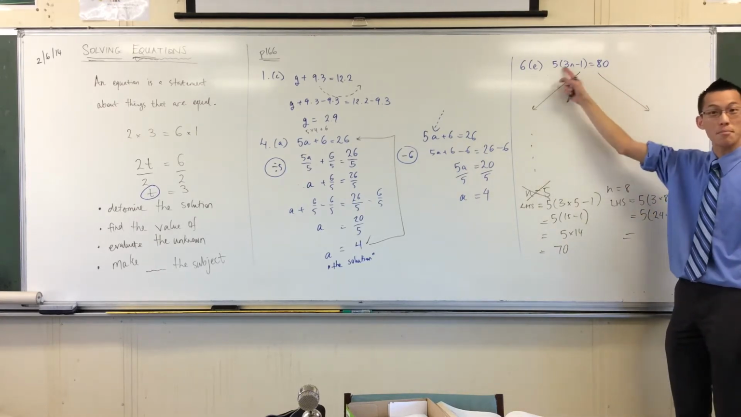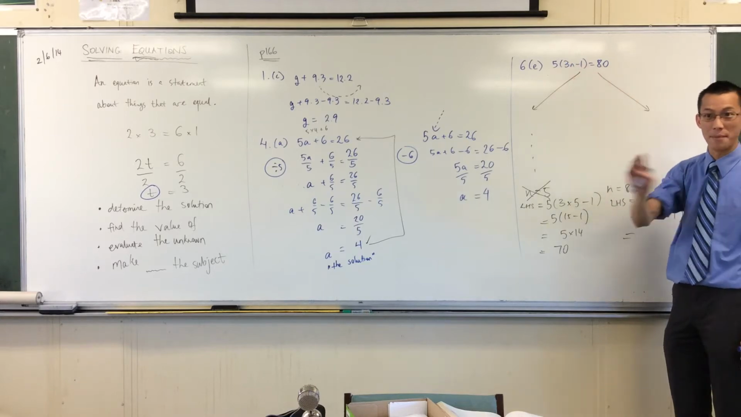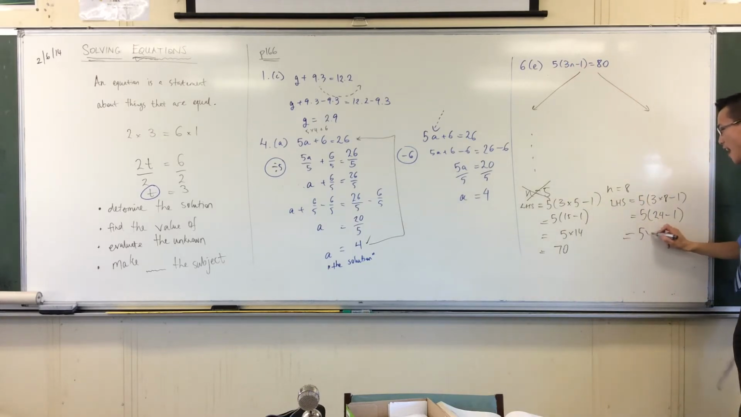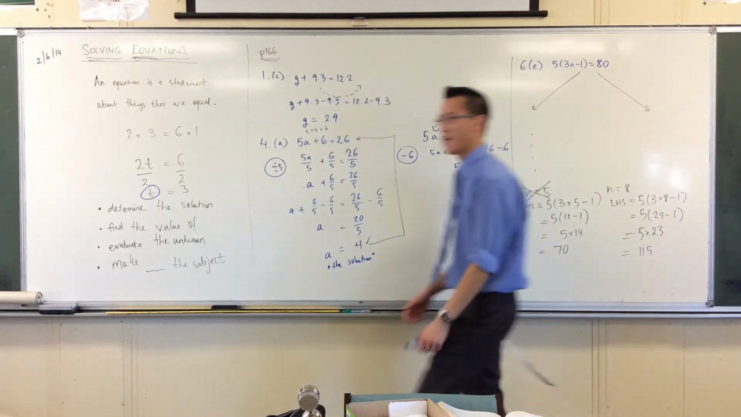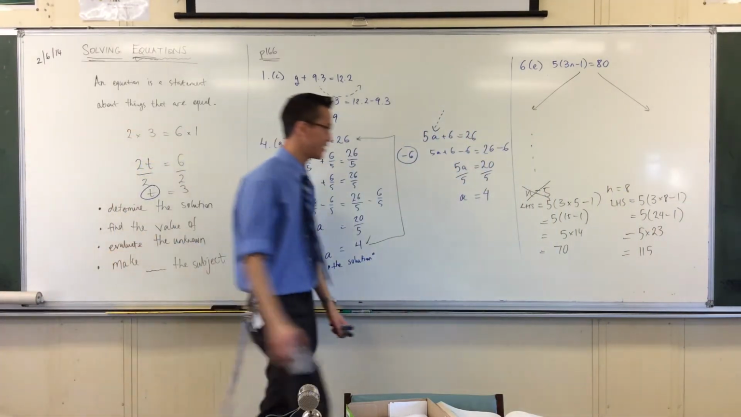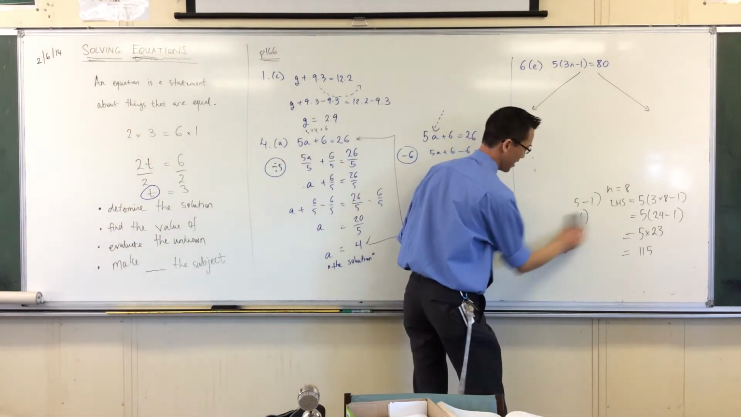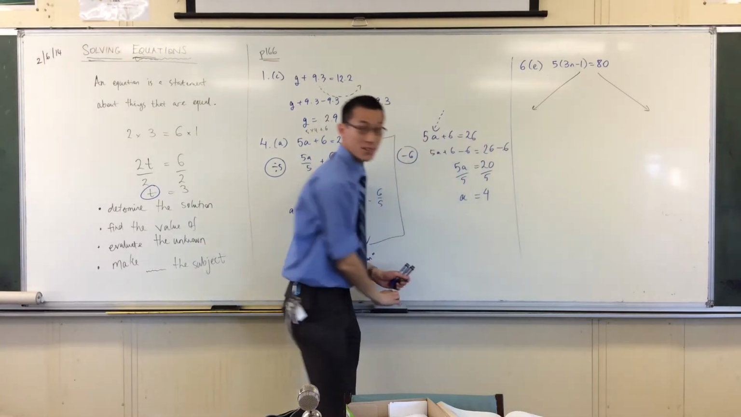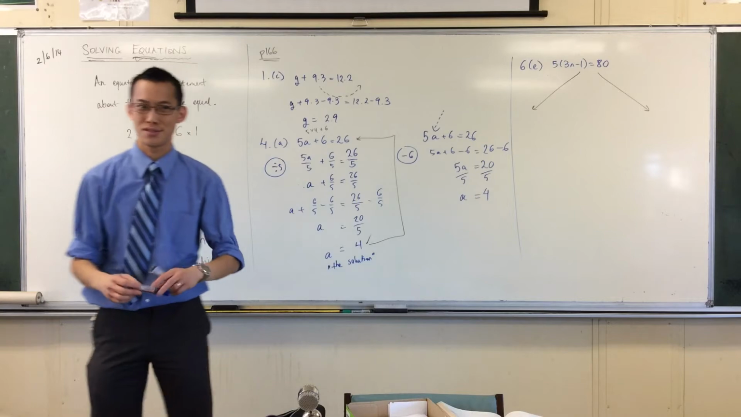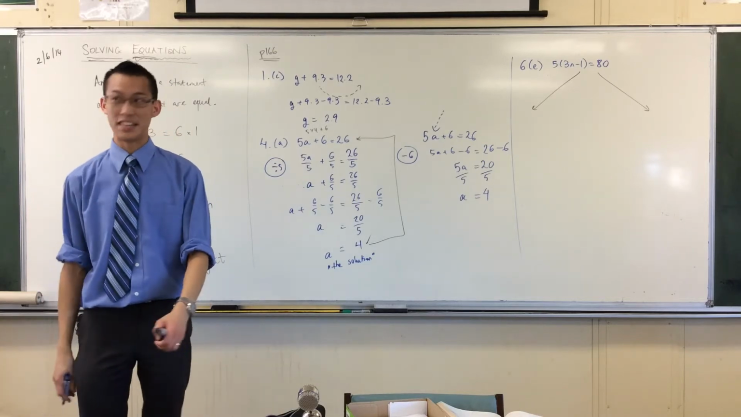So you've got to do what's in the brackets first. Okay, I'm not finished yet. Let's have a look. 5 times 23, I think that's 115. It's still not the answer I was expecting. Alright, so what is the real answer? I'll show you. Let's give this a go.